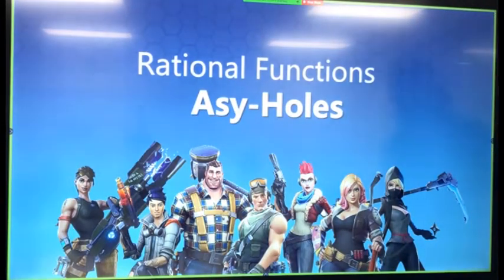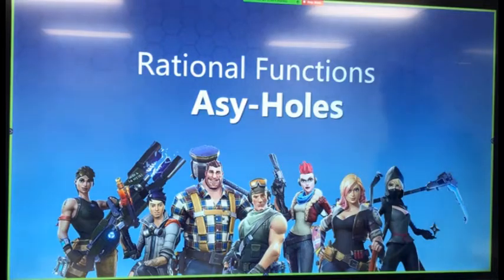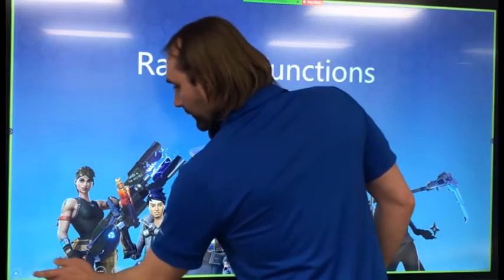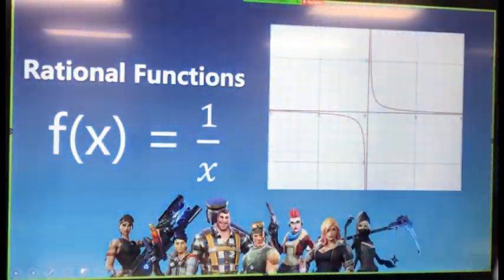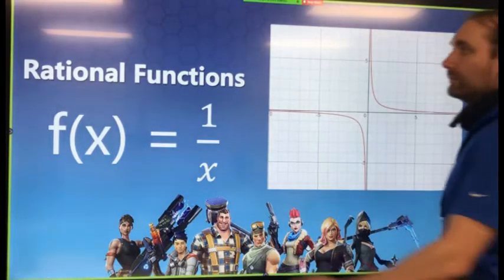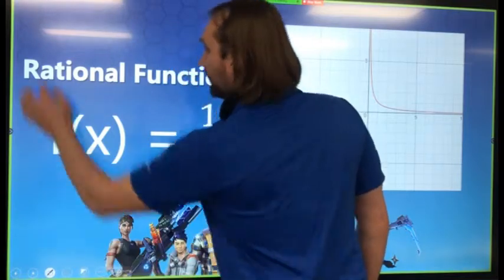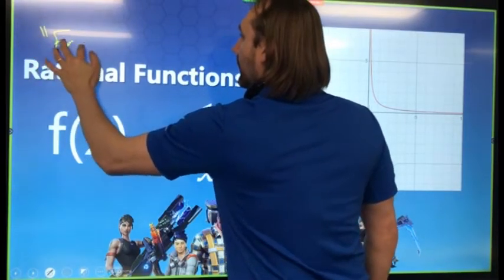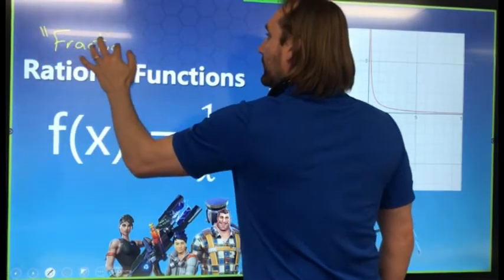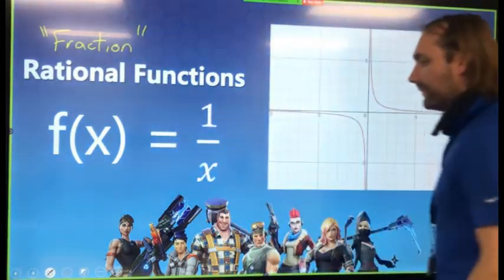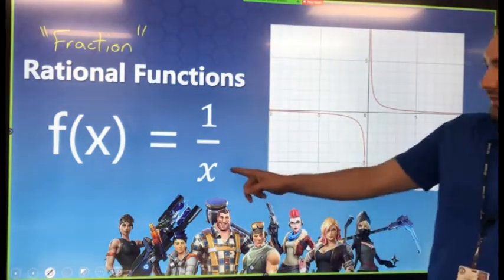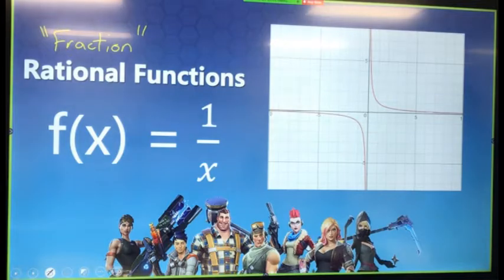All right, let's start looking at the rational function. Rational is a fancy way of saying fractions. Our rational function is 1 over x. Important to note that our variable x is in the denominator, because strange things can happen when that occurs.